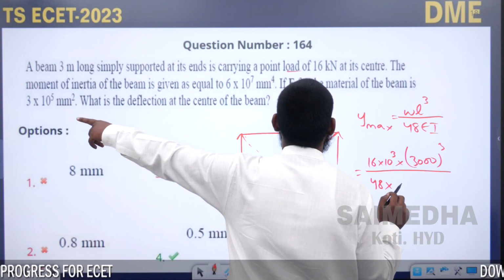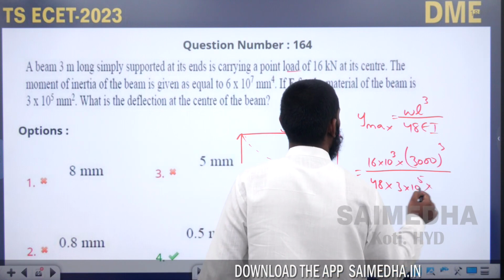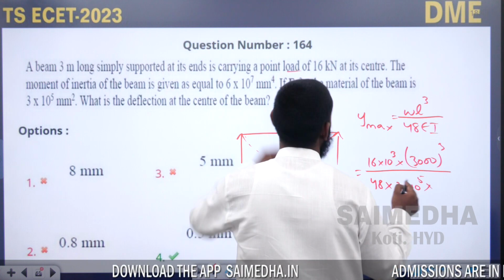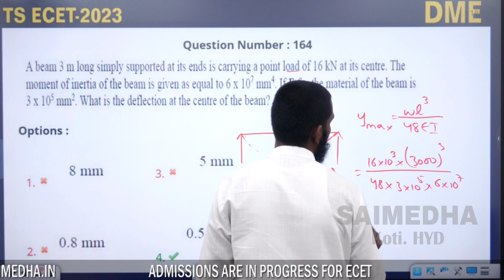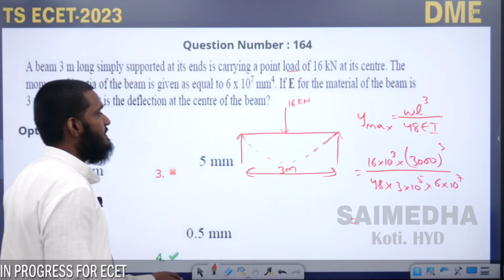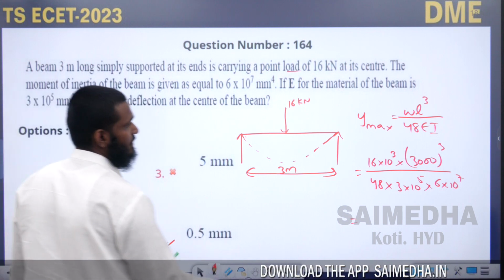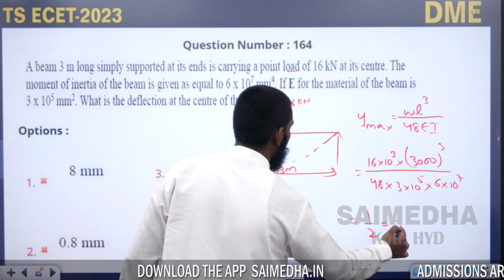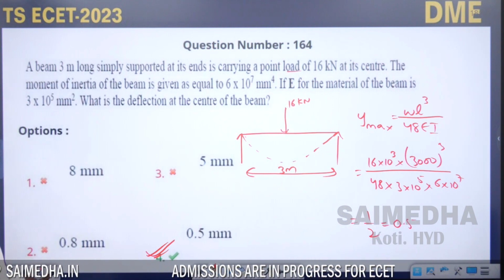What is E value we are having? E value is equal to 3 into 10 power 5, into, what is I value we are having? 6 into 10 power 7. Okay, like this, values we have substituted. Now cancel all these values. After cancellation we will be getting the answer as 1 by 2, which is equal to 0.5. Option 4 is correct.